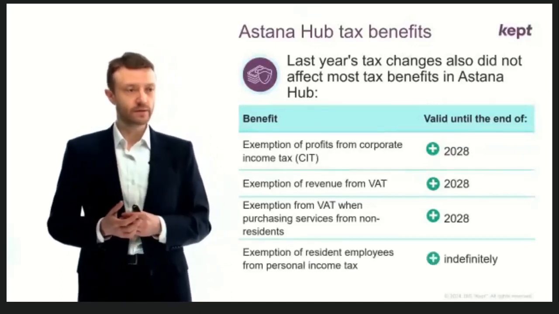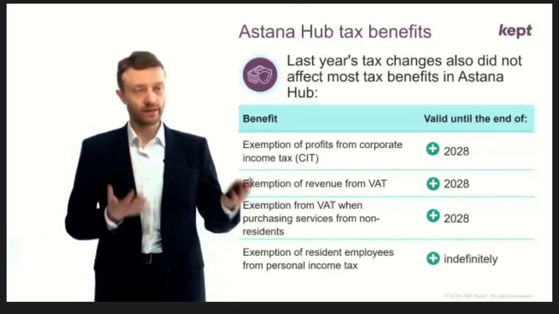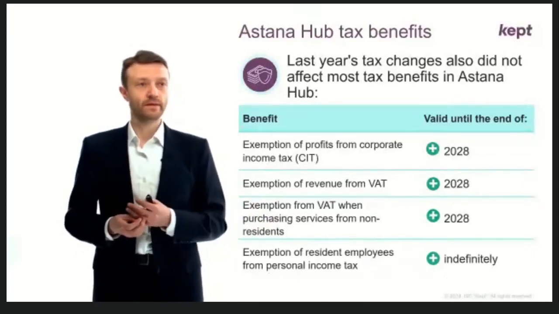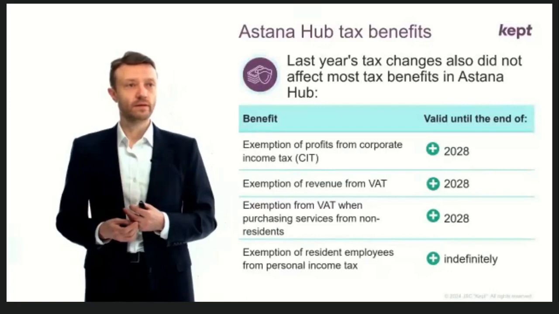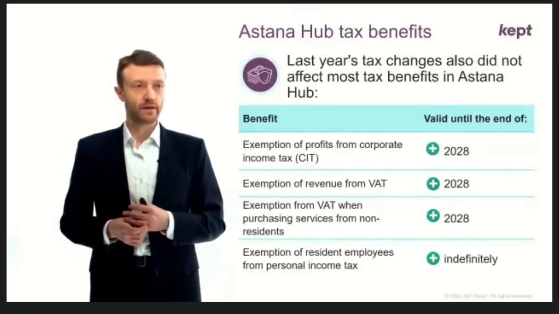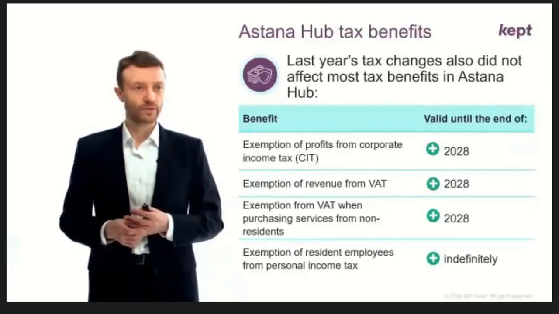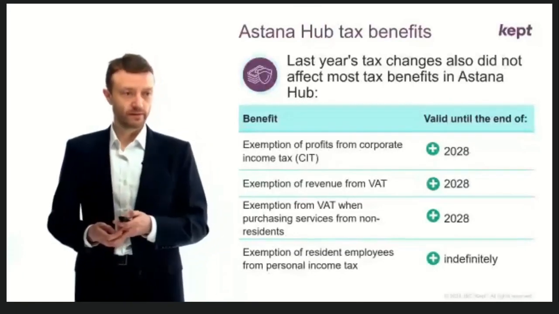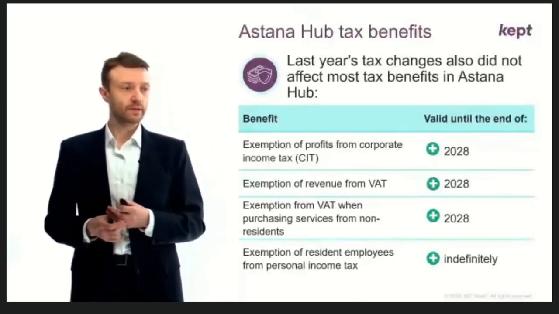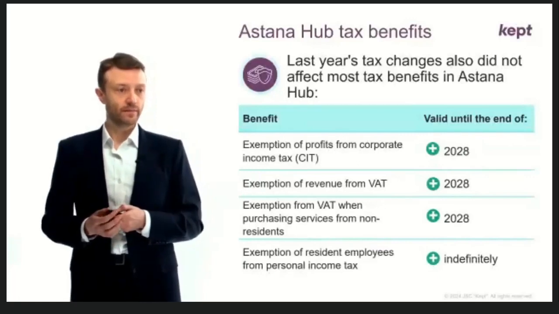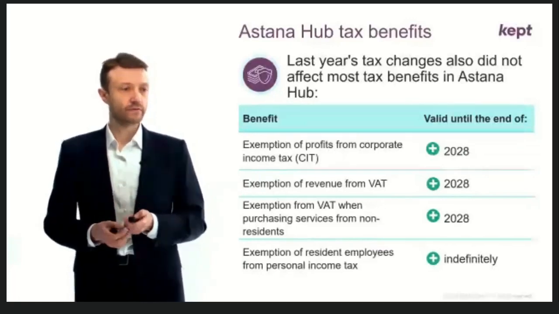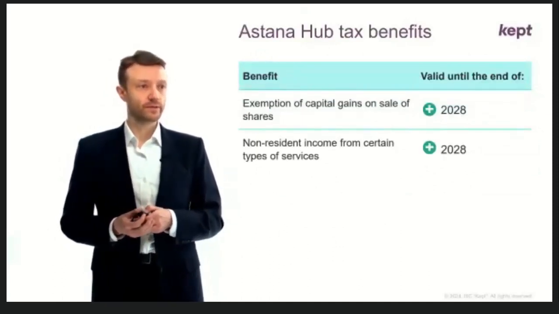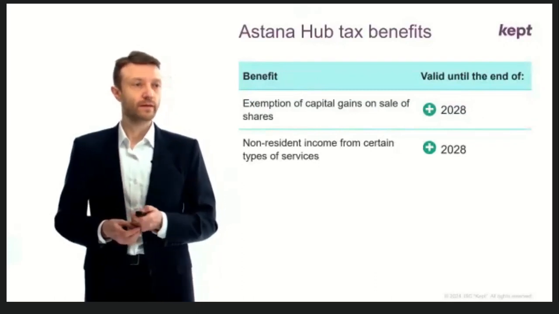This exemption is especially important because services provided by the participants of Astana Hub are not subject to VAT, so if reverse charge VAT were applied, it would have been lost because there is no output VAT turnover for participants. But luckily, the exemption is still available, and it's going to be available until at least 2028, as the law says. There is also personal income tax exemption for resident employees, exemption on capital gains, and exemption for income for certain types of services acquired from abroad.